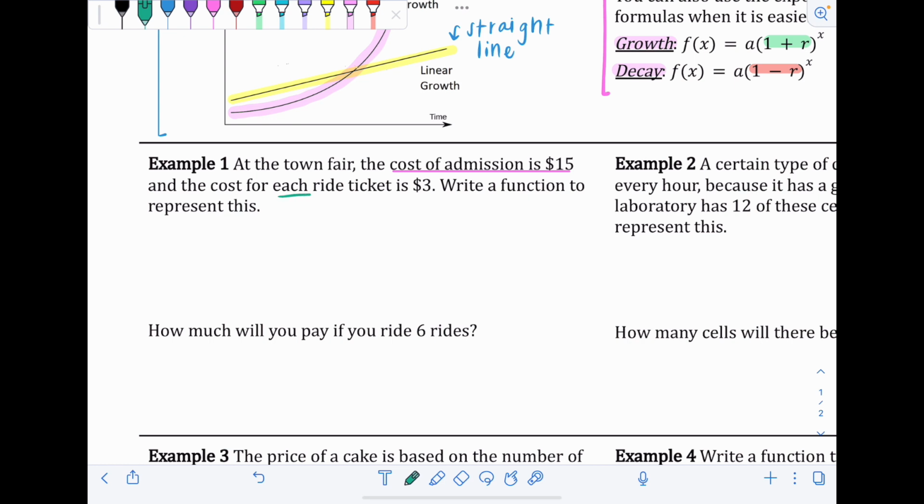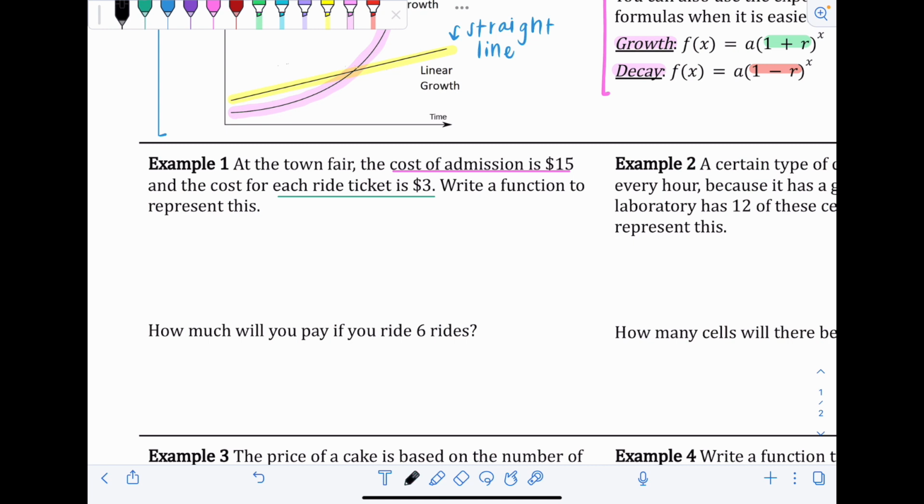So for example 1, we pay $15 to get into the fair, and then we pay $3 for each ride ticket. So we're paying $15 one time, and then depending on how many rides we go on, we're paying $3, but that $3 is not changing. Every single ride ticket is going to cost $3. That is consistent, so it's a consistent rate of change. So we would want to use the linear function formula.